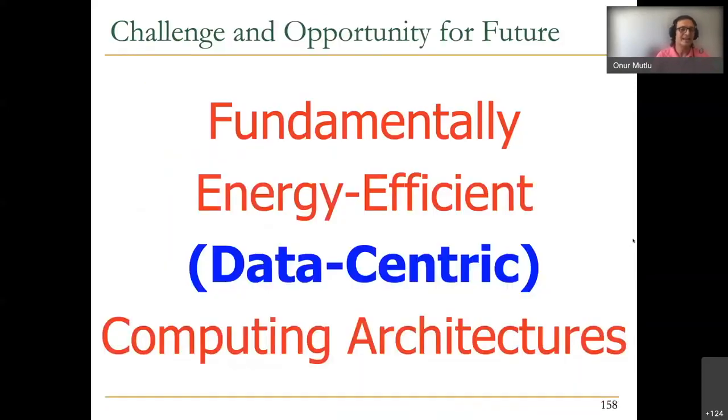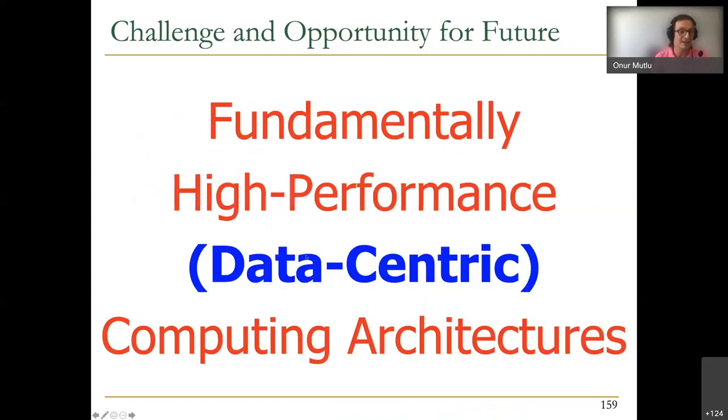Okay, so basically, I think I'm almost done. We want fundamentally energy-efficient architectures. That means that the architecture needs to be data-centric. We want fundamentally high-performance computing architectures. That means that the architecture needs to be data-centric again. So data-centric architectures provide us with energy efficiency, high performance, and I believe more sustainability going into the future.